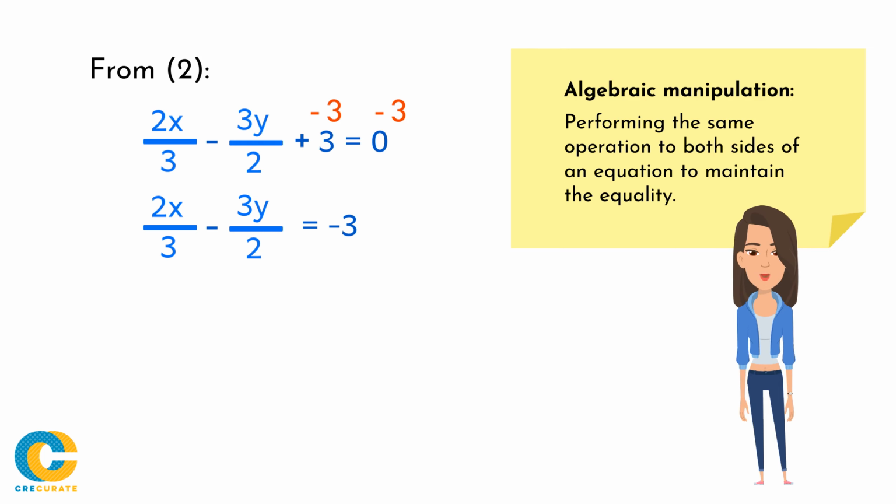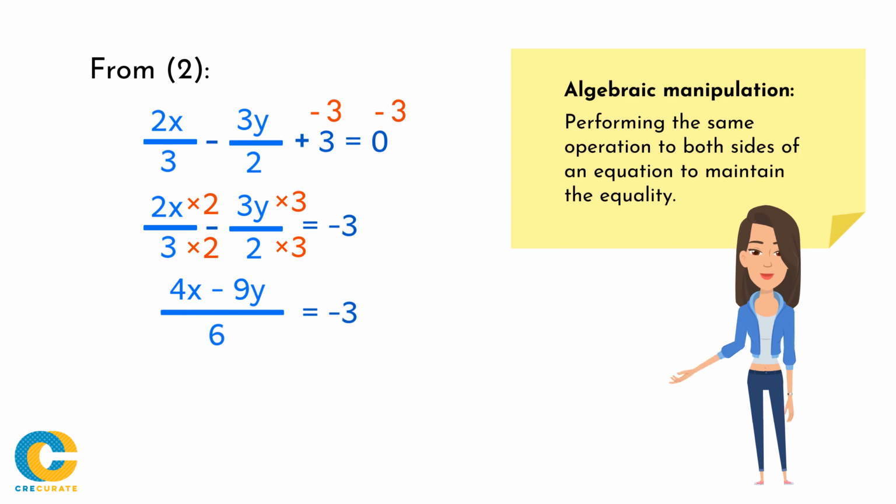To add fractions, recall that the denominator has to be the same so that the parts are of the same size before we can add or subtract. Since the lowest common denominator of 2 and 3 is 6, we make equivalent fractions by multiplying both the numerator and the denominator of 2x over 3 by 2, and multiply the numerator and the denominator of 3y over 2 by 3. This gives us 4x minus 9y over 6 equal to negative 3.